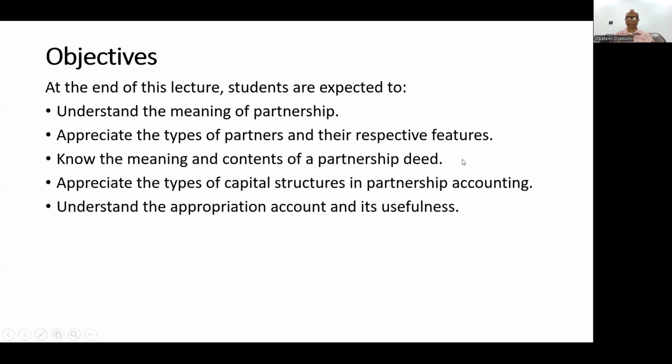So let's look at the objectives. At the end of this lecture, students are expected to understand the meaning of partnership, and appreciate the types of partners and their respective features. That talks about the fact that there are different types of partners and they have their respective features. Know the meaning and contents of partnership deed, appreciate the types of capital structure in partnership accounting, and understand the appropriation account and its usefulness. Those are the things you're expected to learn at the end of this lecture.